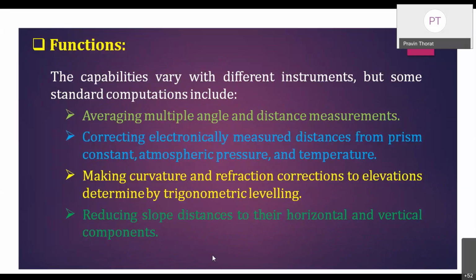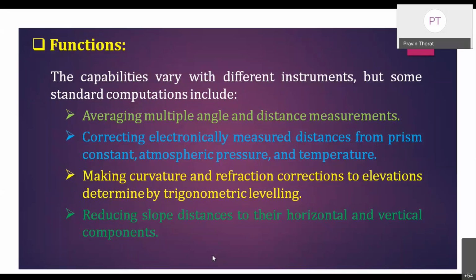Then we move towards the various functions of the total station. As we know the uses of the total station, after that come the functions performed by total stations. A total station with its microprocessor can perform a variety of functions and computations depending on how it is programmed. The capabilities vary with different instruments, but some standard computations include, number one, averaging multiple angle and distance measurements. Second, correcting electronically measured distance for prism constant, atmospheric pressure, and temperature.